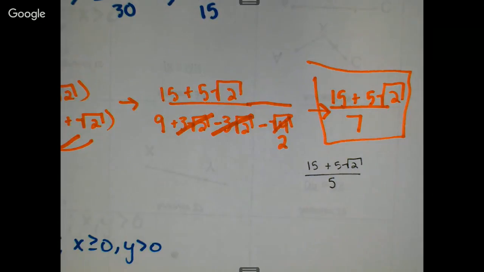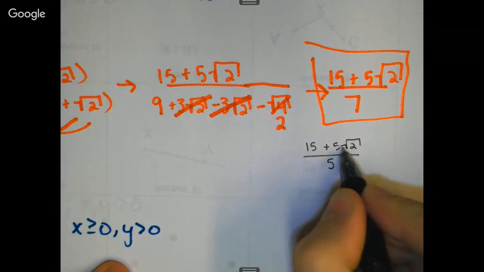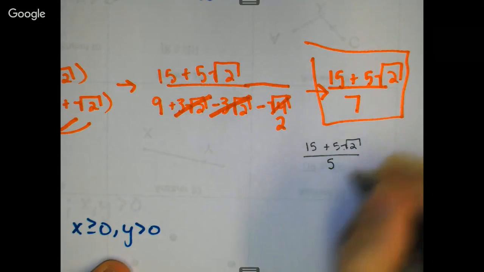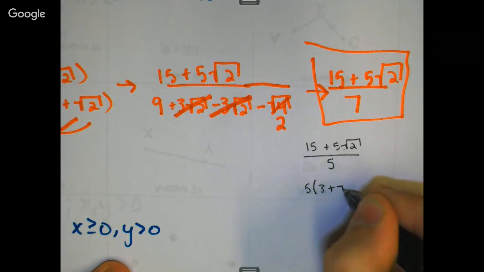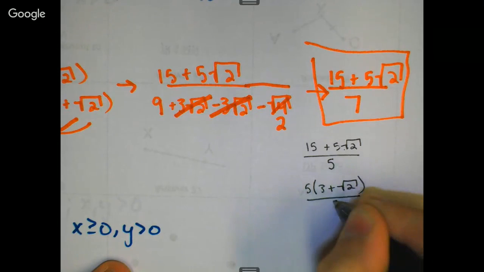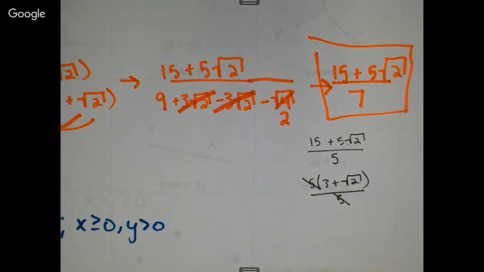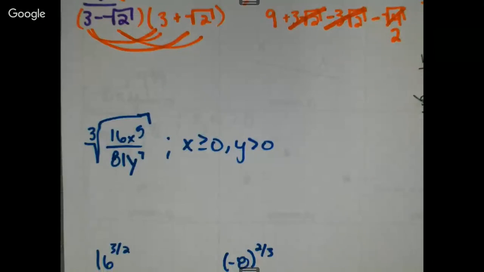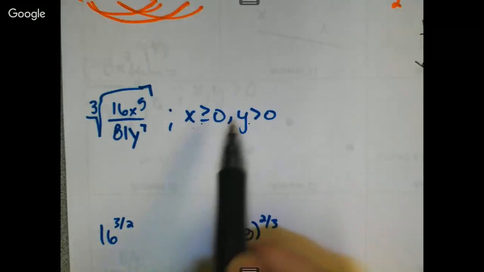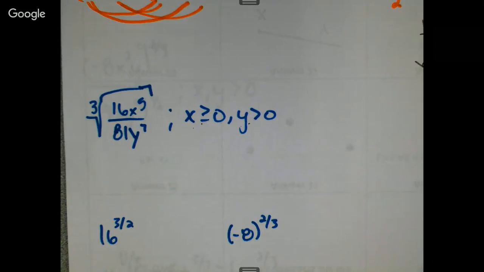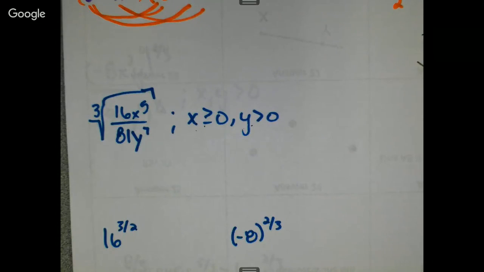Now, I can reduce this more. Notice my common factor between these 2 terms is 5. Factoring 5 out of that, I get 3 plus radical 2 over 5, and I can cancel those 5s right there, and I'm left with 3 plus radical 2. Well, this is kind of nice because it gives you your domain restrictions, which is great, so we don't have to worry about that stuff.